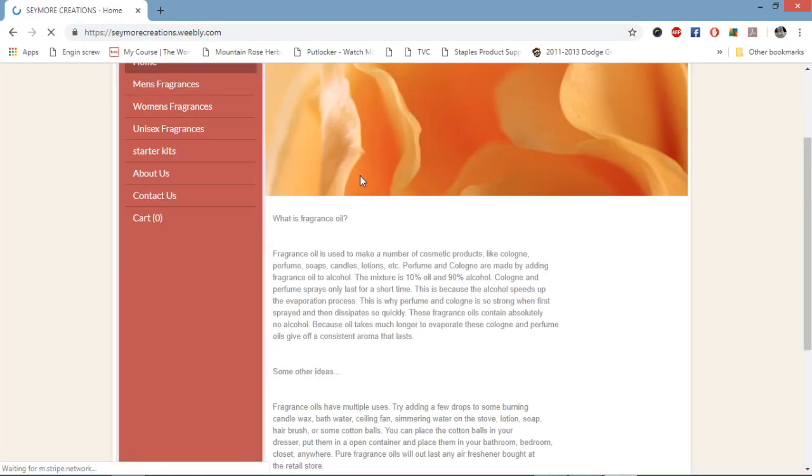Okay, what is fragrance oil? Right here at the very first page. What is fragrance oil? And I'm giving you information about what fragrance oil is. I'm giving you the information that you need to know as what I'm assuming is an uneducated buyer. Even if you're someone who's educated about fragrance oils, you may not understand the science behind fragrance oils and why fragrance oils are so much better for you than colognes or over-the-counter perfume.